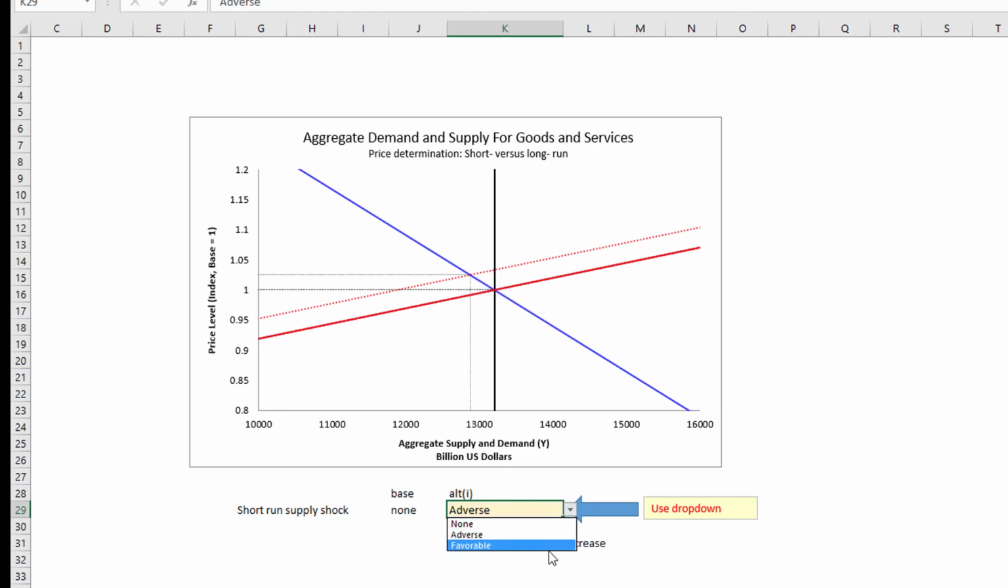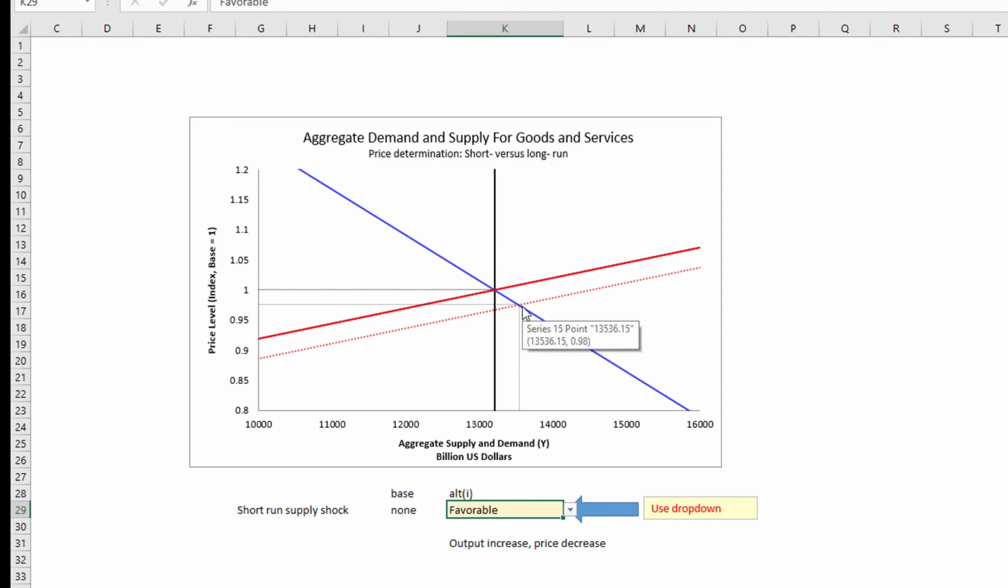Or alternatively, if we have a favorable shock, and I should mention also that we can think of these shocks, one of the biggest examples of these shocks would be an oil price change. So for example, the reduction in oil prices that has happened over the past several years, many people regard as a favorable supply shock that has meant more output, and that has also meant lower prices.